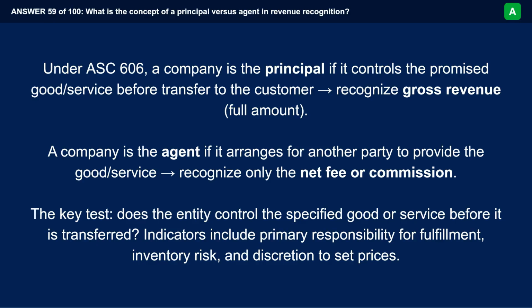The key test: does the entity control the specified good or service before it is transferred? Indicators include primary responsibility for fulfillment, inventory risk, and discretion to set prices.